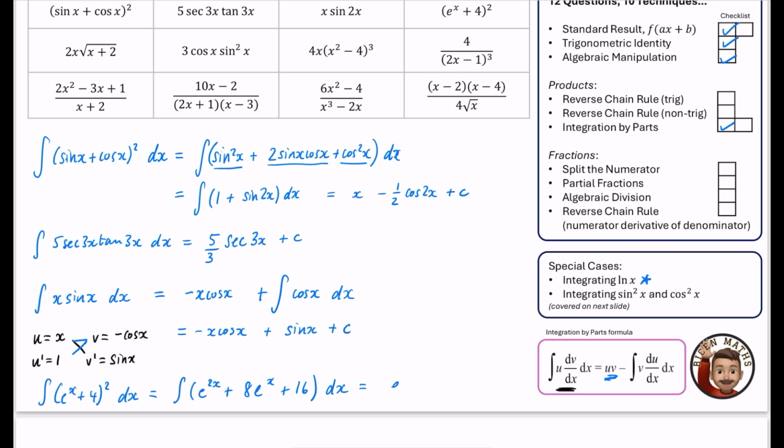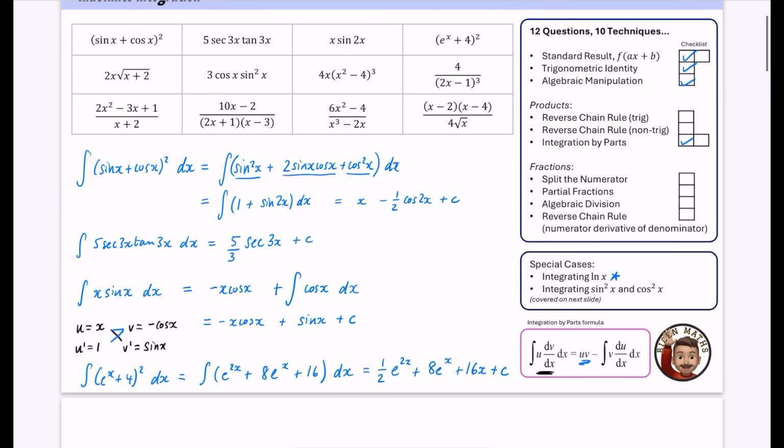So we know that e to the 2x just integrates to itself, but we have to counter the fact that there's the 2x here, so we have to have the half. 8e to the x, very easy, is just going to integrate to itself. 16 goes to 16x, and then we have the plus c. So I'm not going to do all the details of this teaching. You should know how to do some of the basic bits of integration. This is really just a quick summary of this.